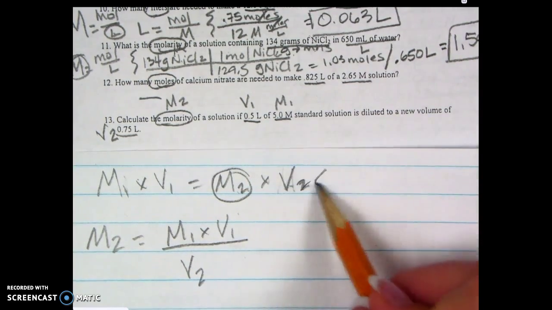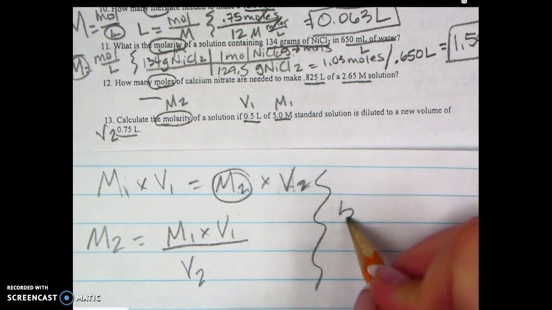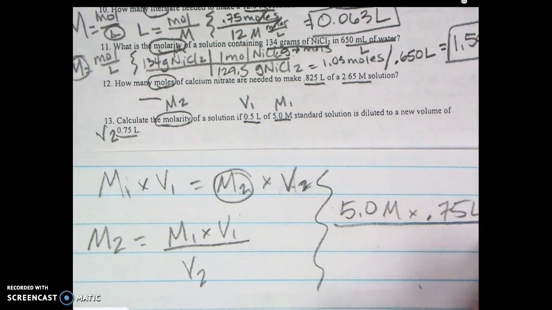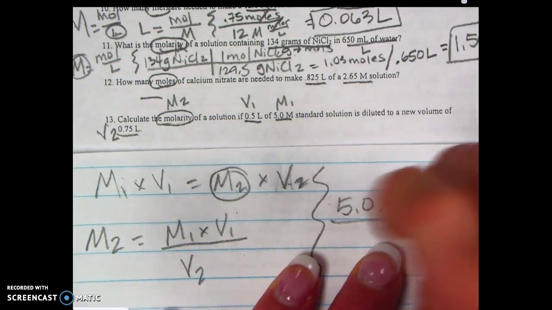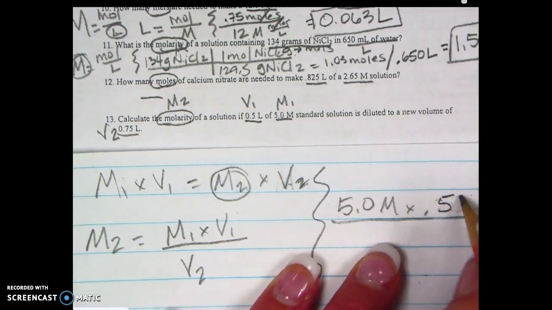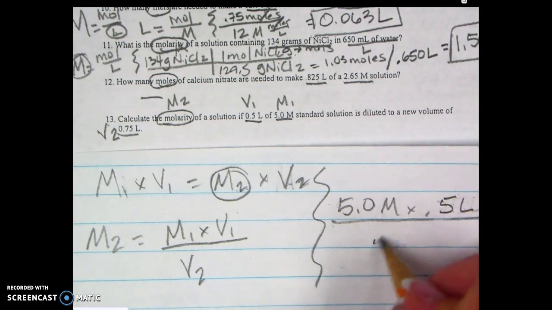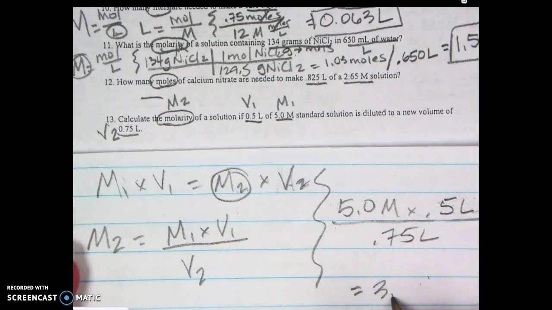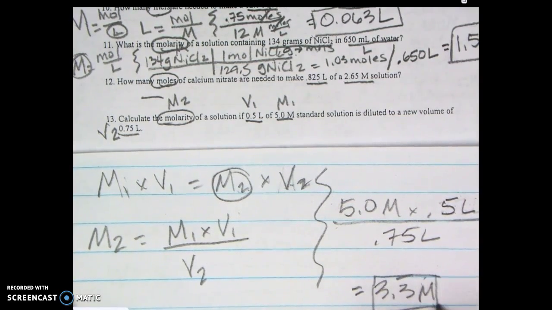Okay, so now we're just going to plug it in. The initial molarity, 5.0 molar times 0.5 liters divided by 0.75 liters. Do the math. 5 times 0.5 divided by 0.75. What'd you come up with, baby? Good. 3.3 repeating molar. That's our final answer.